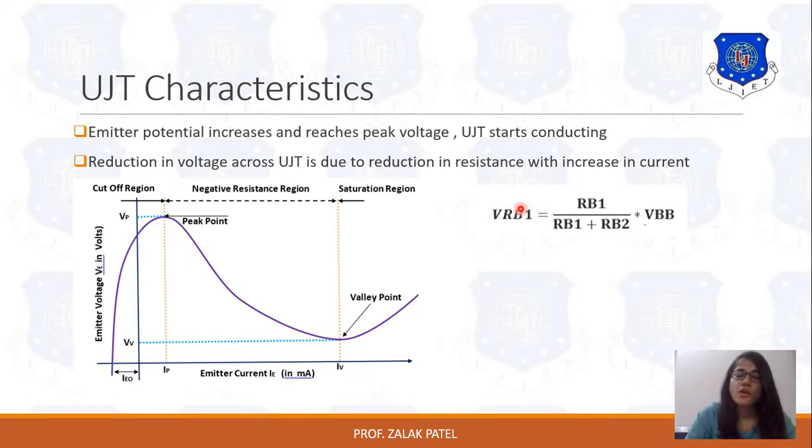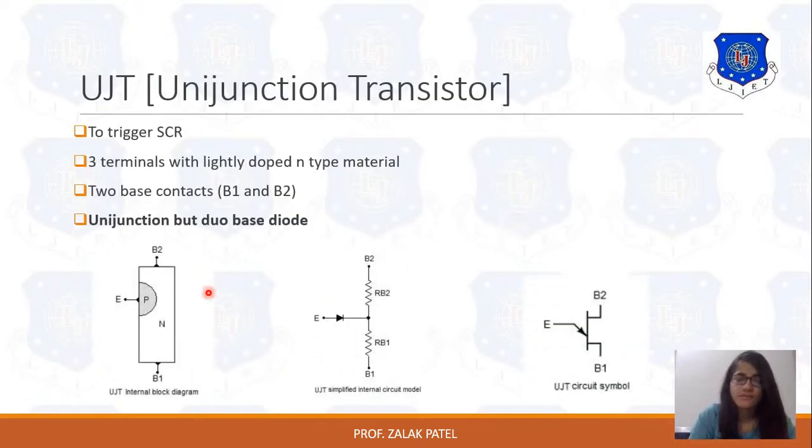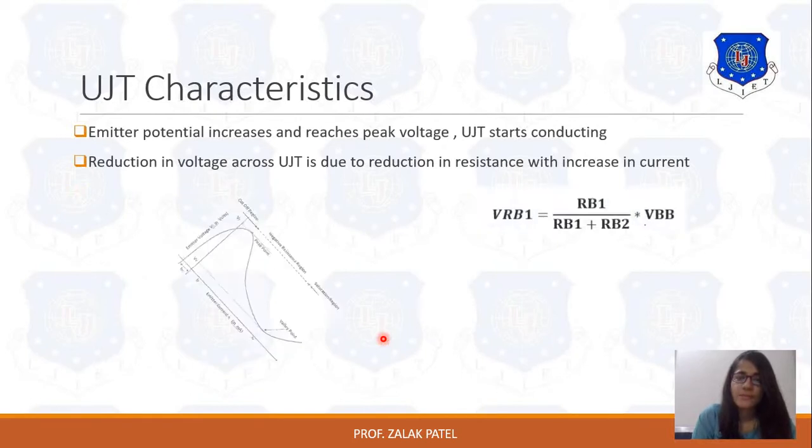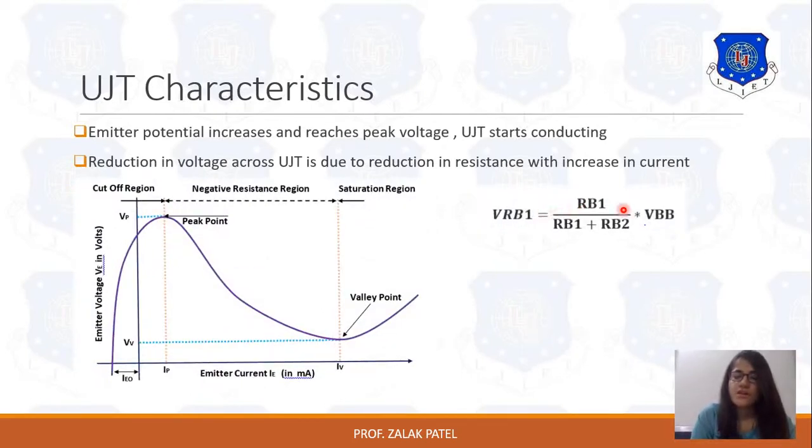First of all, when we want to calculate the voltage across the first diode, you have to consider this equivalent circuit. Here first the voltage across this RB1 is considered. The voltage across RB1 is calculated using the voltage divider rule, that is RB1 upon RB1 plus RB2, multiplied by the total voltage. So it will be like this: VRB1 is equal to RB1 upon RB1 plus RB2, the total resistance, into the total voltage. This is how we can calculate the voltage across RB1.